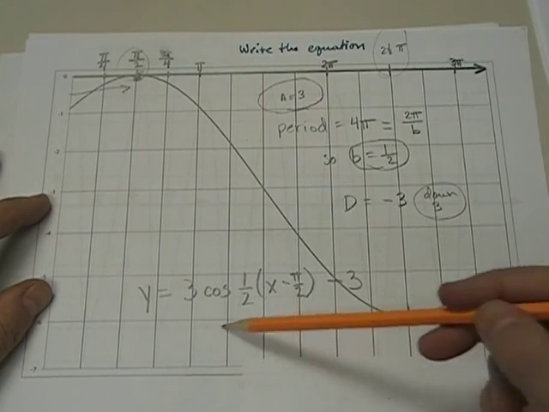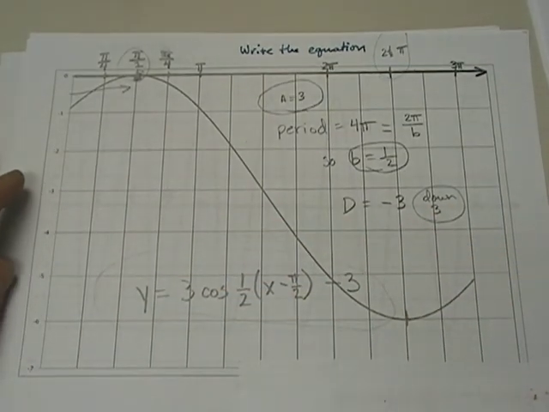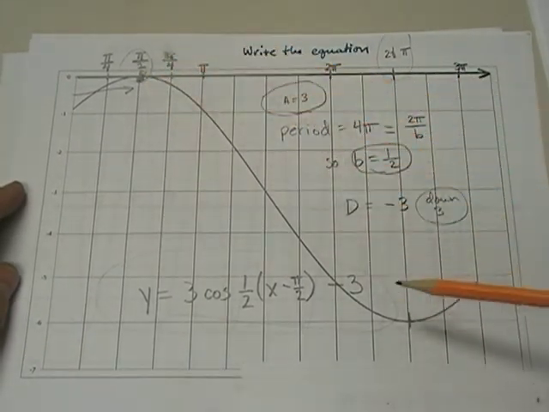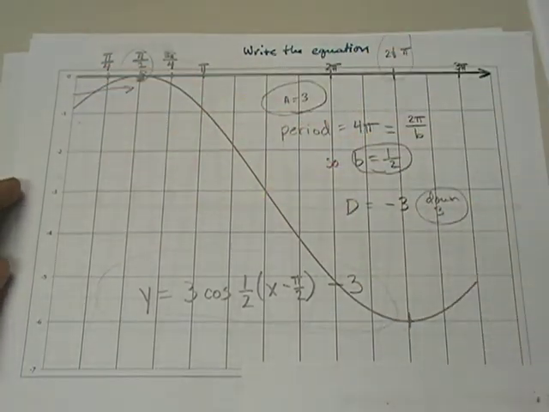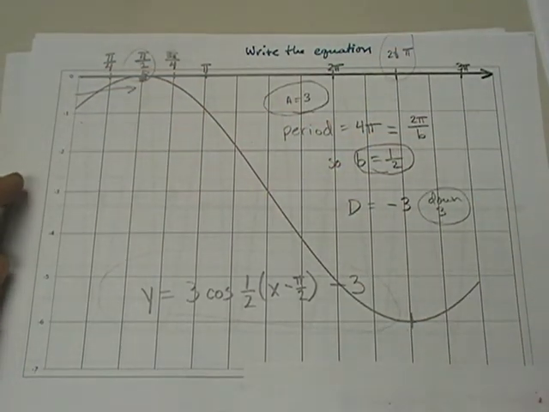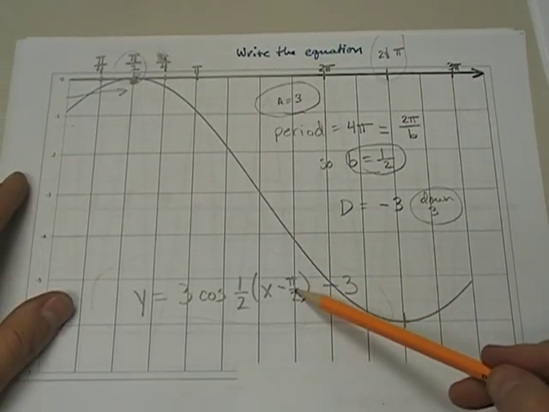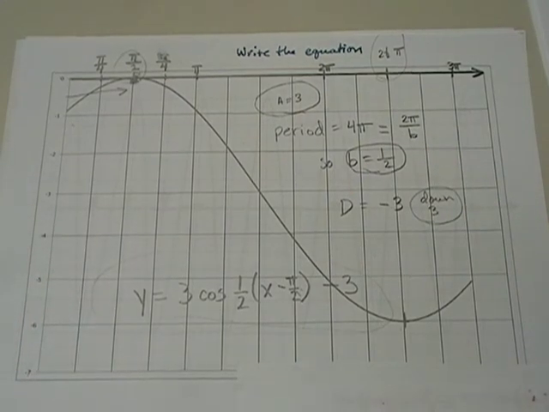The nice thing about this is you can take this graph and plug it into any graphing calculator and see, is the peak here? Is the valley here? Does it start here? You can check all of this. So it's very nice. You can take your graphing calculator and check this. But this would be the equation that matches this graph. If you have any questions, please ask me.